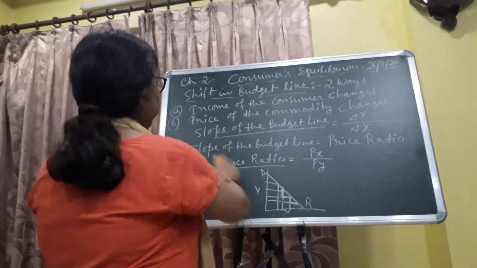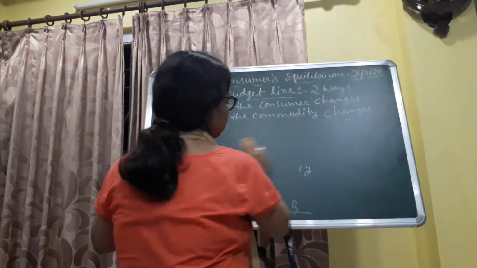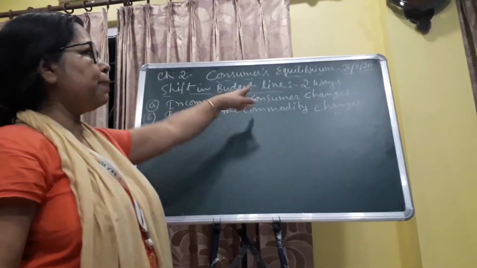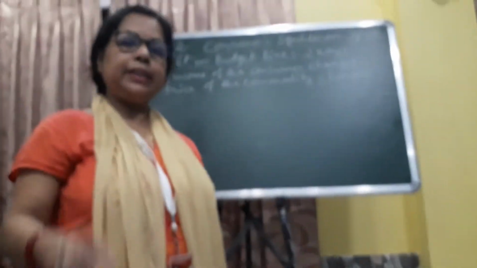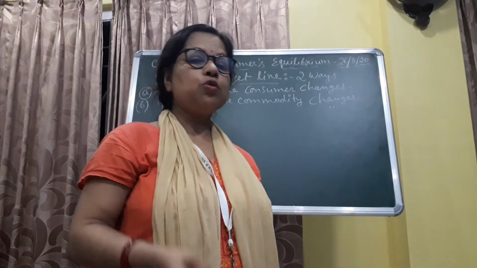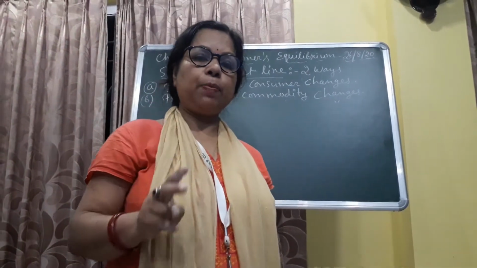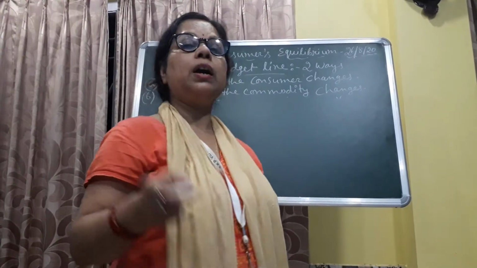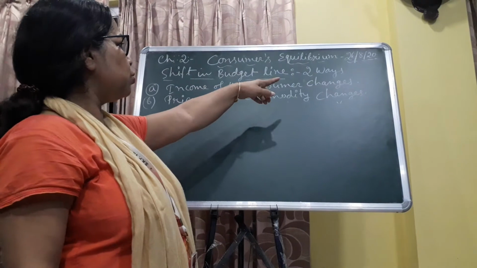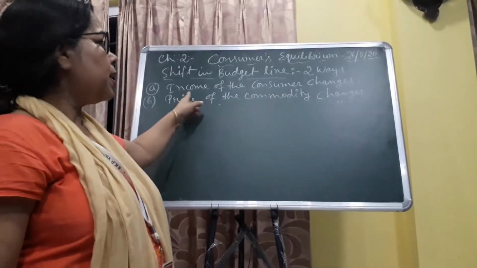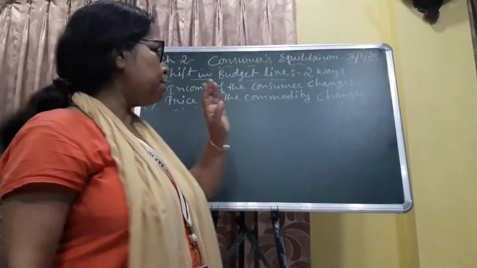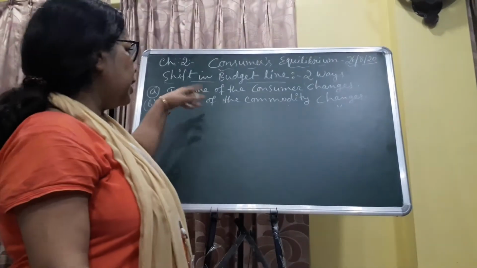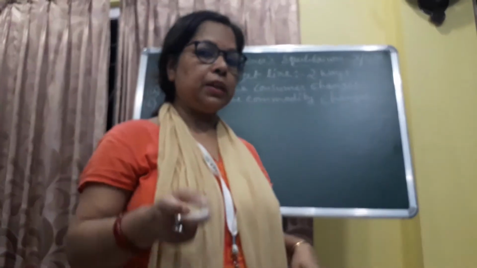Now next, I have written here shift in the budget line. In what way is the budget line shifted? There are two ways, with the help of which we can show the shifting of the budget line. Here I have written two ways the budget line shifts. Number A, income of the consumer changes. Number B, price of the commodity changes. One by one I will explain and draw the diagram, then it will be clear.